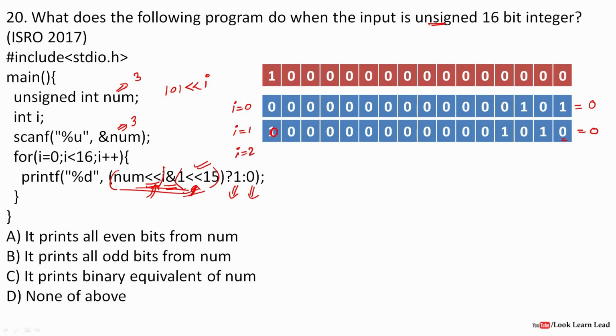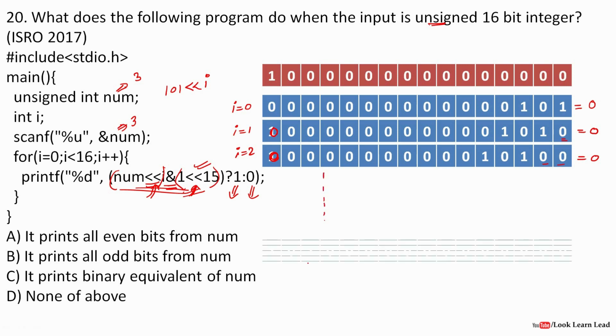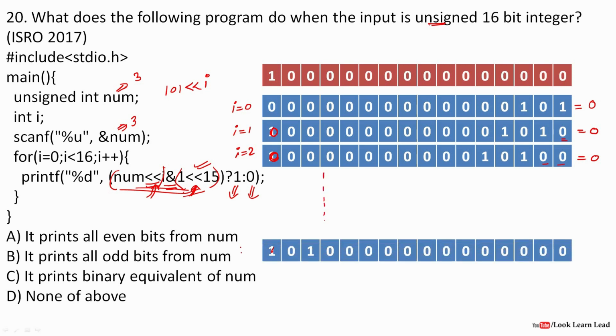Now for I is equal to 2, it has been shifted 2 times. 2 zeros are there. So this is also 0. Similarly for 3, 4, 5, 6, 7, 8, 9, 10, 11, 12. For I is equal to 12, we would be having 12 zeros. Sorry, for I is equal to 13, we would be having 13 zeros.